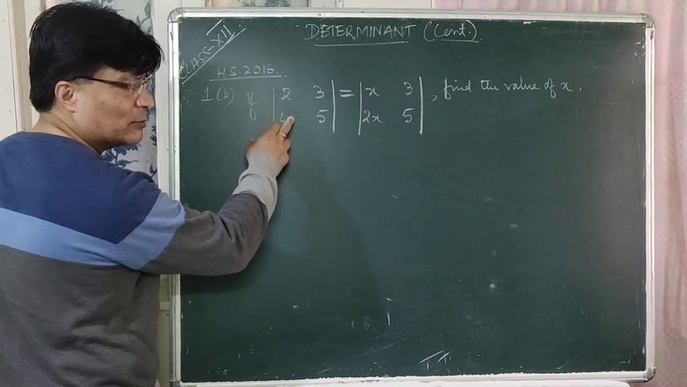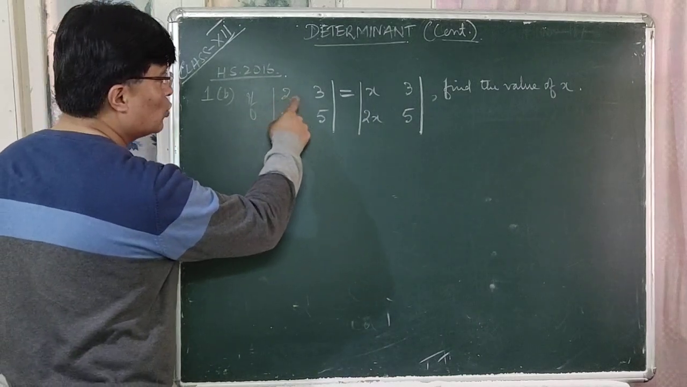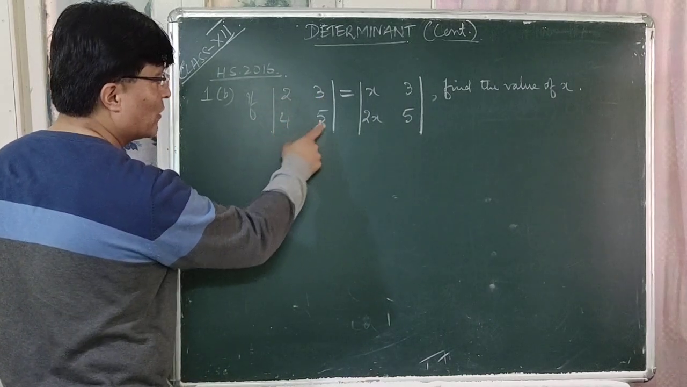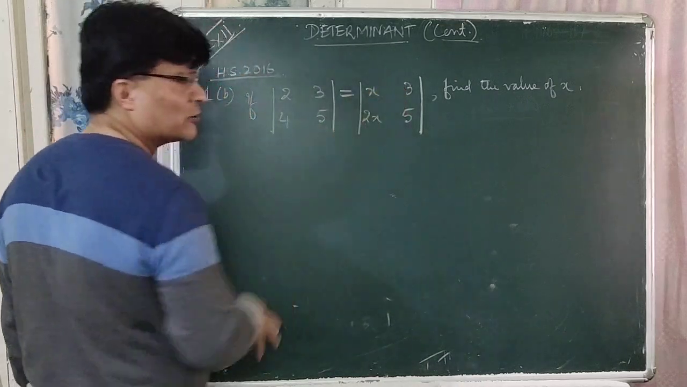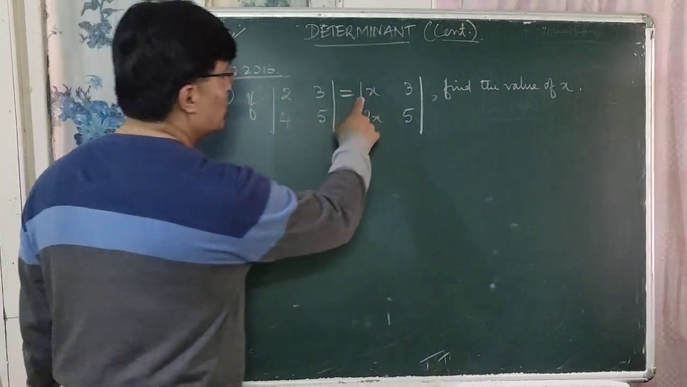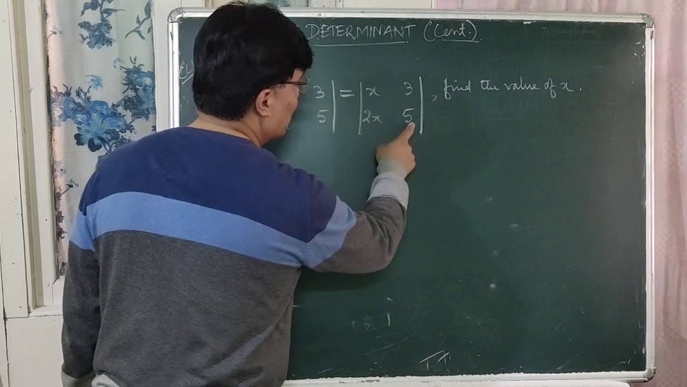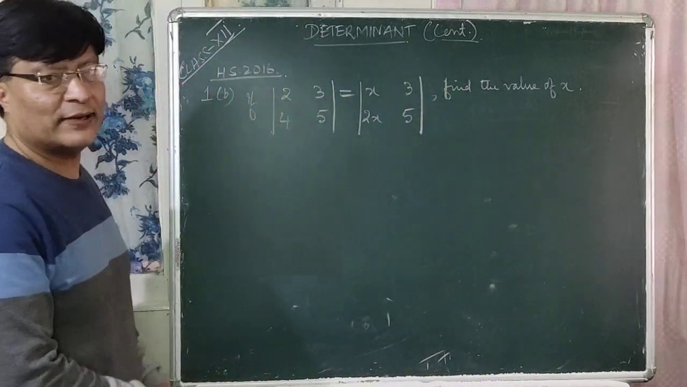What is the second order determinant here? First row is 2 and 3. Second row 4 and 5. This is also a second order determinant. First row x and 3, second row 2x and 5. You have to find out the value of x.